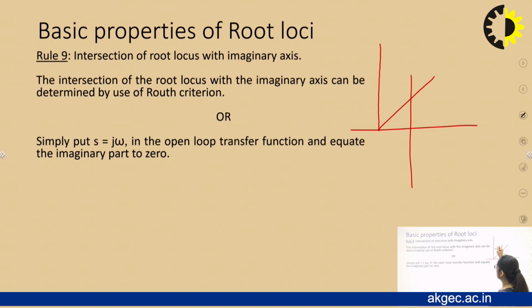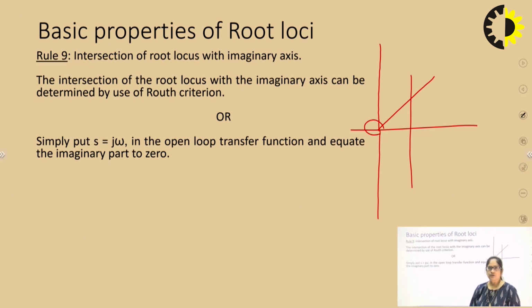Okay. So, such branches which tend to infinity at 90-degree angle or 270-degree angle do not cut the imaginary axis. Only those which tend to infinity at a particular angle which is not 90 or 270, those branches cut the imaginary axis. So, how to find this intersection of root locus? There are two ways to find it.